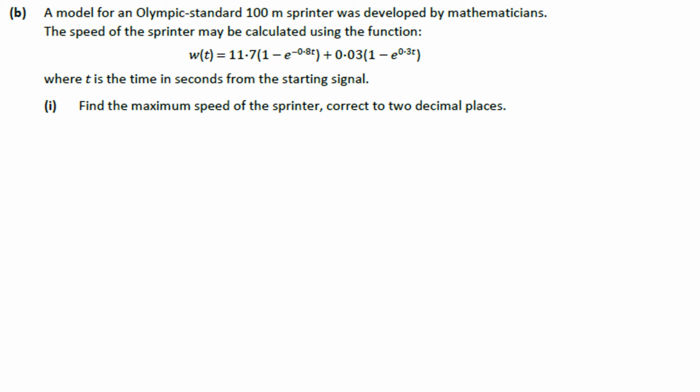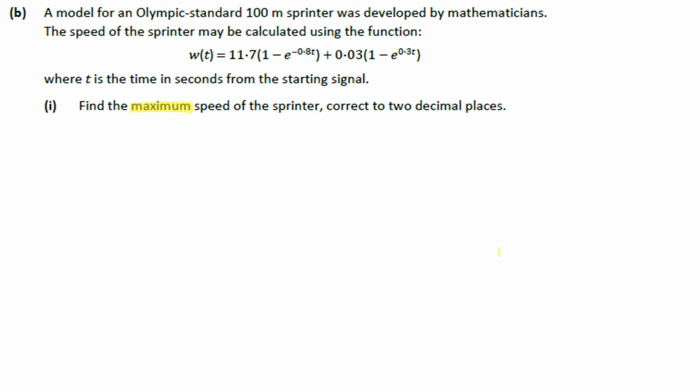So part B of this question: a model for an Olympic standard 100-meter sprinter was developed by mathematicians. The speed of the sprinter may be calculated using the following formula. So here we have an exponential function, W of t, where t is time in seconds from the starting signal. Find the maximum speed of the sprinter correct to decimal places.